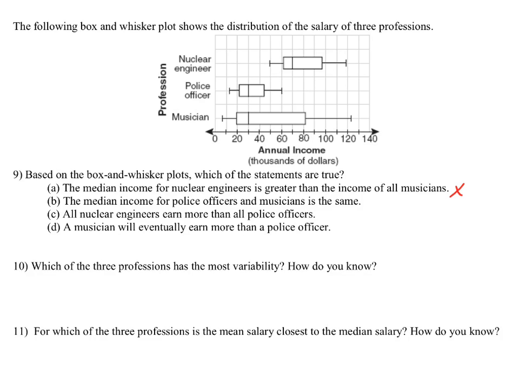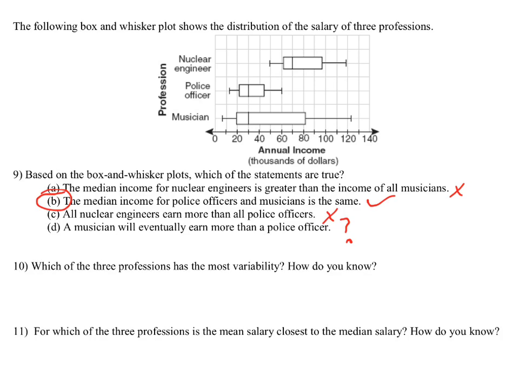The median income for officers and musicians is the same. Hey, that's true. And all nuclear engineers earn more than all officers. Well, that's not true. You have some low and some higher there, so there's some overlap. That one's out. And then a musician will eventually earn more than a police officer. Well, how are you supposed to know that from a box plot? That one is kind of a question mark. I'd probably say that's not true, just based off the information. So we're looking at B.